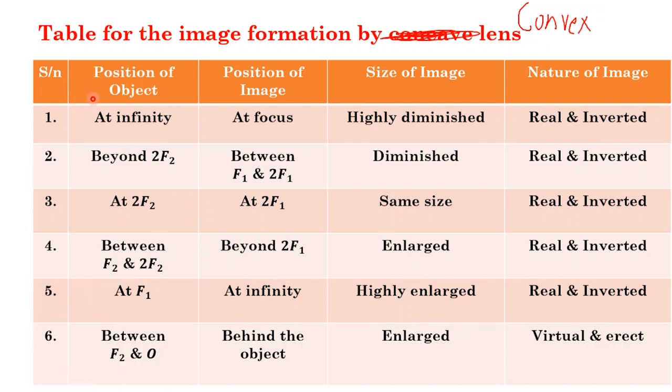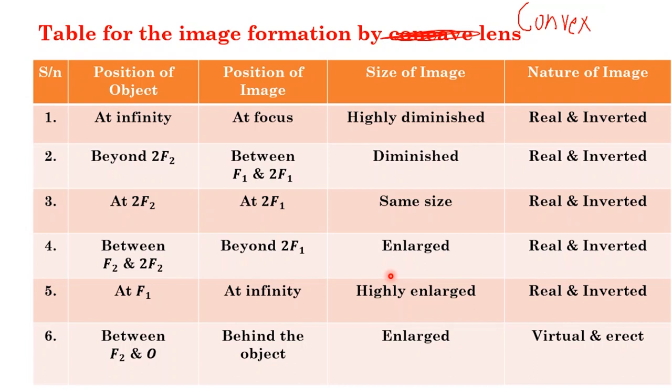Okay, so position of object, position of image, size of image, nature of image. So we know that when object is placed at infinity, its image will be formed at focus, size is highly diminished, nature is real and inverted. Second, when object is placed beyond 2F2, its image will be formed between F1 and 2F1, size of image diminished, nature of image real and inverted. So you have to write these points whenever we have formed the image. Okay, so you have to write where is the position of image, what is the size of image, what is the nature of image. These things you have to write when you will draw the diagram.